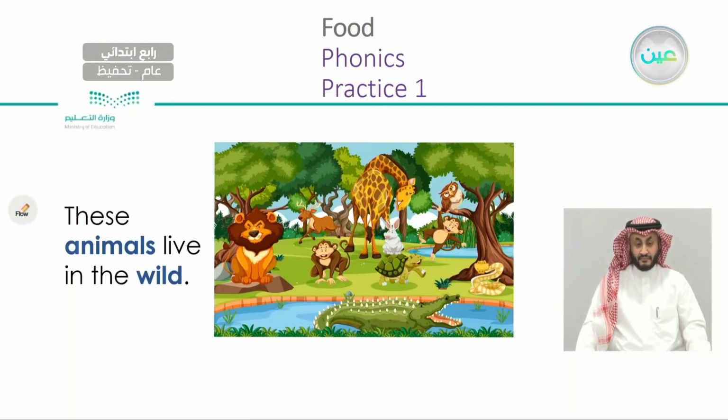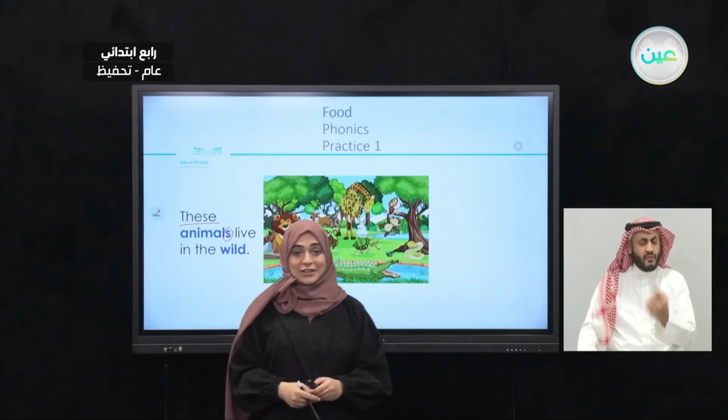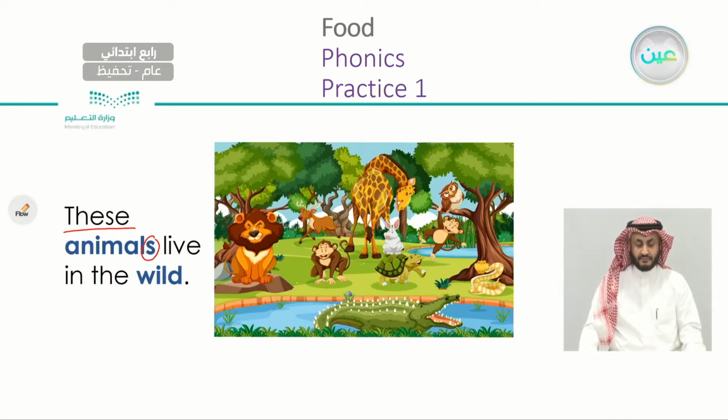Let's look together. We see more animals. Let's read the sentence together. These animals live in the wild. One of these animals is a, can you guess? Lion. One of these animals is a lion.